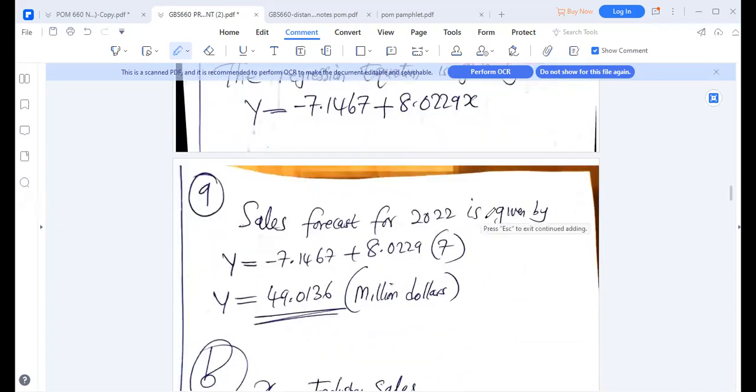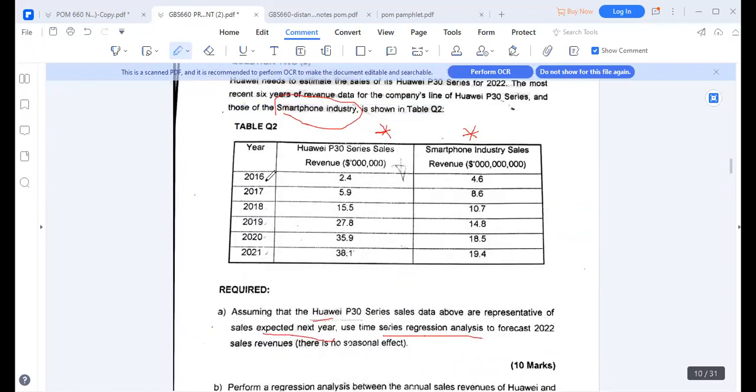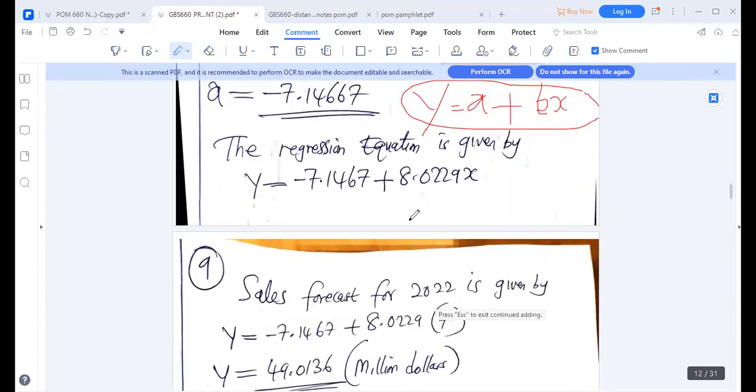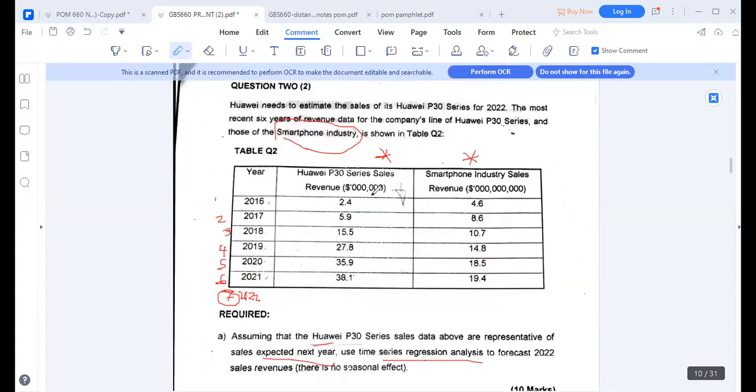2022 is based on the seventh position, because the years we have been given go up to this: this is 1, this is 2, this is 3, this is 4, this is 5, this is 6. Then 2022 will be the seventh position. So this one will be on point number 7. As we look at this, we can go and put the 7 in that expression. So our sales forecast for 2022 is $49.0136 million, because all that we have been given was in millions. According to the question, these figures on top represent millions.